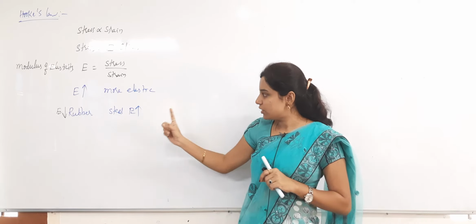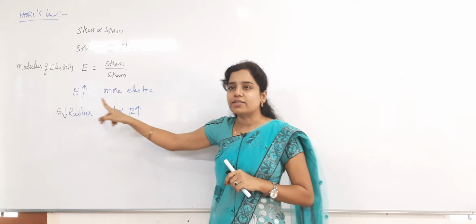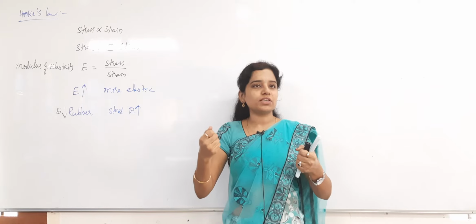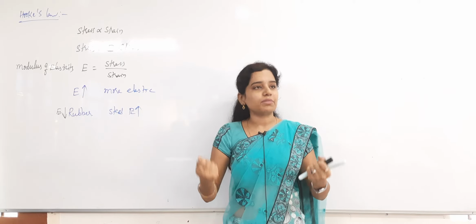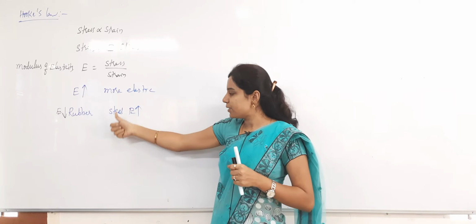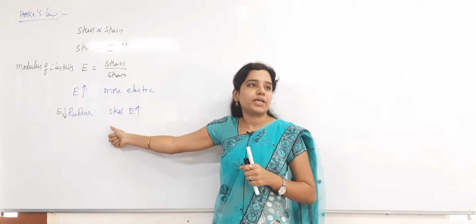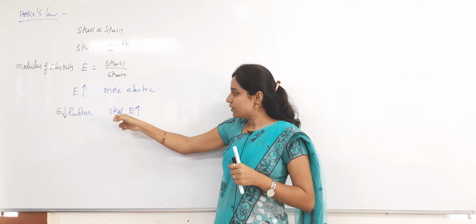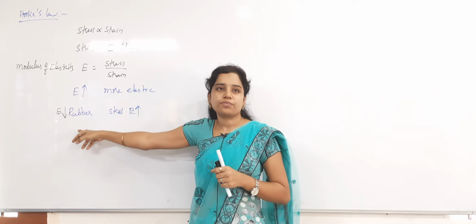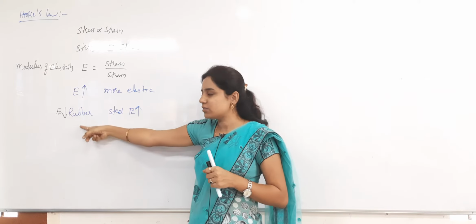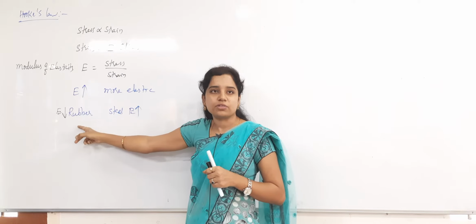So the steel is more elastic than rubber. Rubber might stretch easily, but it will break that easily. But steel will not break that soon, it will just elongate. So this one is more elastic than this one. And this one is a ductile material, this one is a brittle material. We will discuss that, okay.